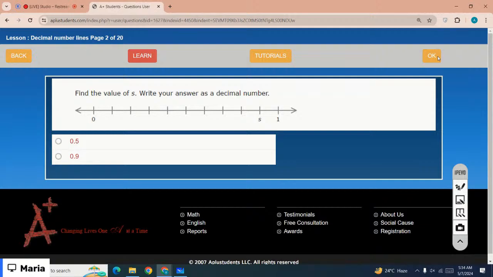Find the value of S. Write your answer as a decimal number. So, which is the correct option? That is 0.9. The second one is the correct option, right? That is 0.9.